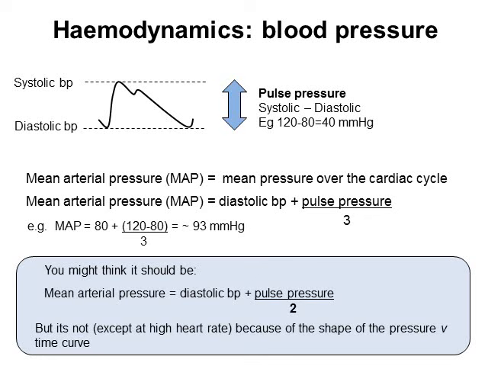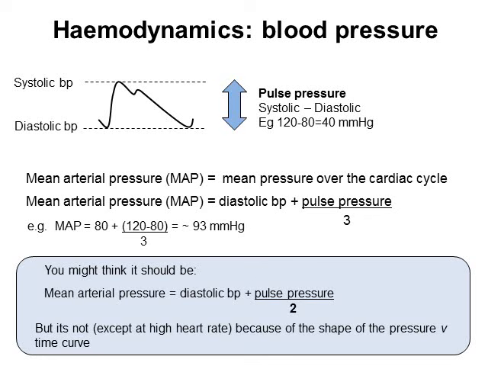The value we are interested in when we're looking at blood pressure is pulse pressure. So the difference in your blood pressure between that of systolic minus diastolic. In the examples we've given, this would be 120 minus 80. So the pulse pressure for this individual is 40 millimeters of mercury.